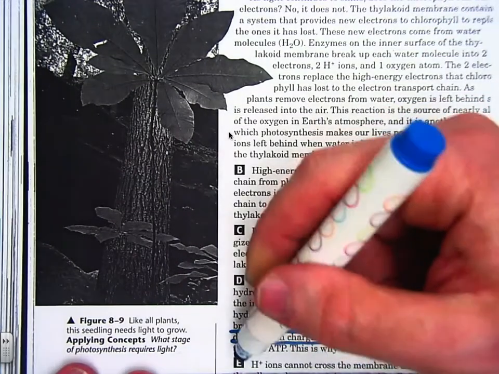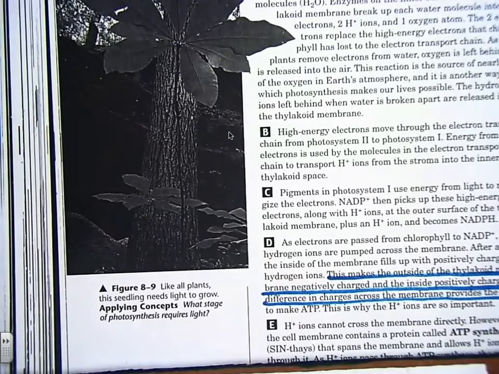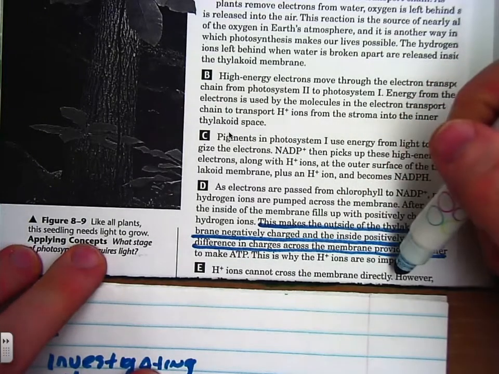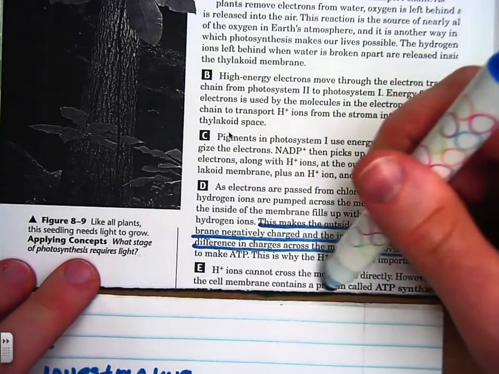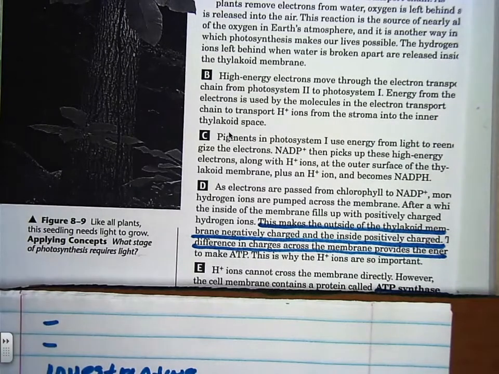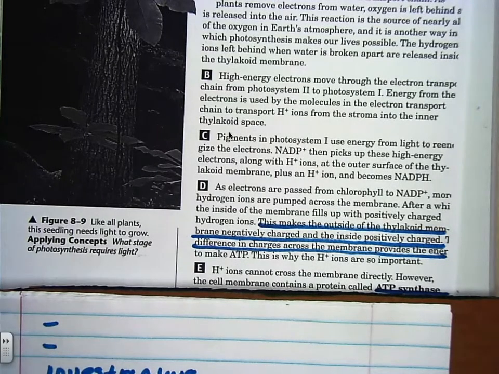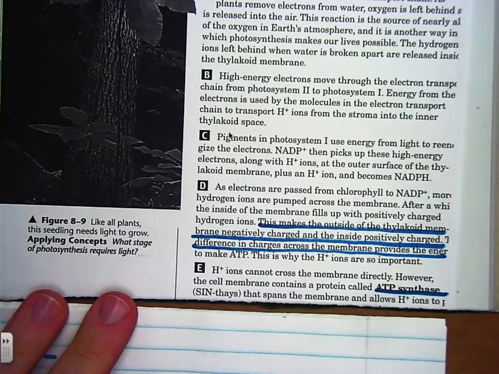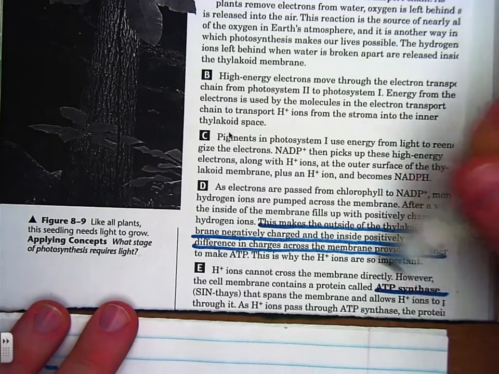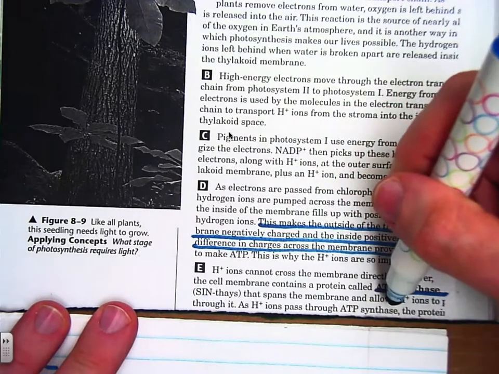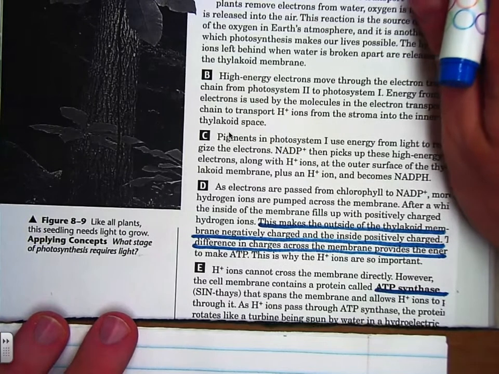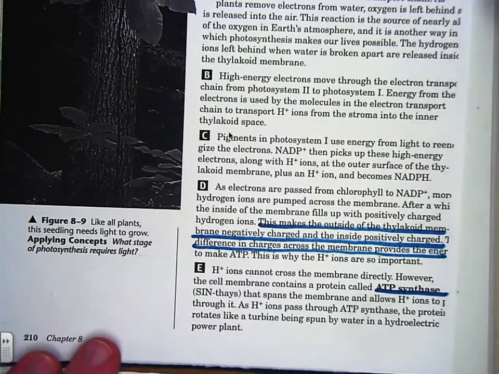Okay, let's read number E. I'd like you to continue and read or look at the picture. Hydrogen ions cannot cross the membrane directly. However, the membrane contains a protein called ATP synthase, and this is basically the water wheel. This is what makes ATP. That spans the membrane and allows hydrogen ions to pass through it. As H+ ions pass through ATP synthase, the protein rotates like a turbine being spun by water in a hydroelectric power plant. Oh, that's exactly what I just talked about.